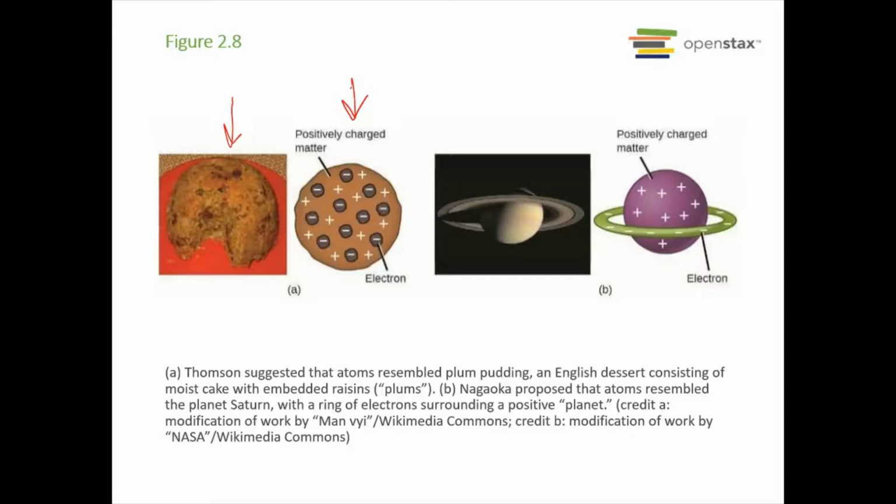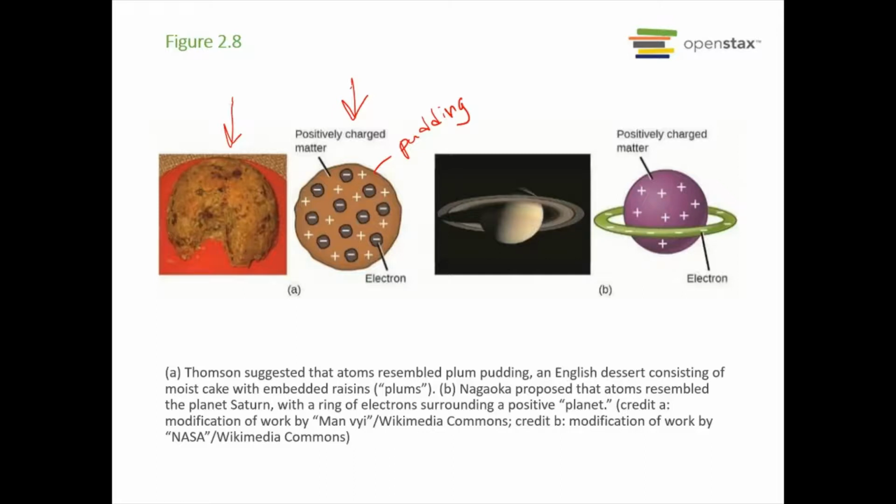What plum pudding is, is this English cake, a molasses cake, and it has raisins and nuts and stuff, and these are considered the plums. And so the plum pudding model had the positively charged cake, if you will, the pudding. So he proposed that you had this big mass of positive pudding, and interspersed throughout it were these negatively charged electron plums. So this is what he thought it would be.